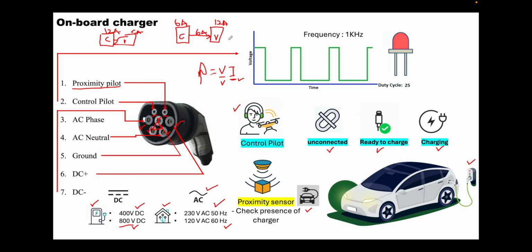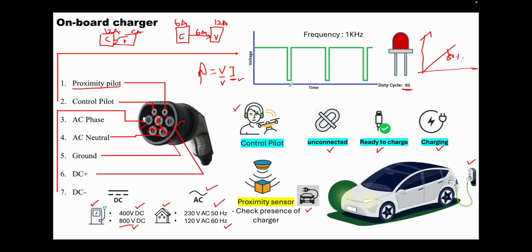Now suppose I want to change my current while I'm doing the charging process. Usually, if the SOC of the battery is rising and you have crossed around 80%, then maybe you want to reduce the current and do a constant voltage based charging. Then what should happen in this case? As you can see, we are able to see a pulse width modulated signal, basically a square signal, and you can see the duty cycle for this pulse width modulated signal.